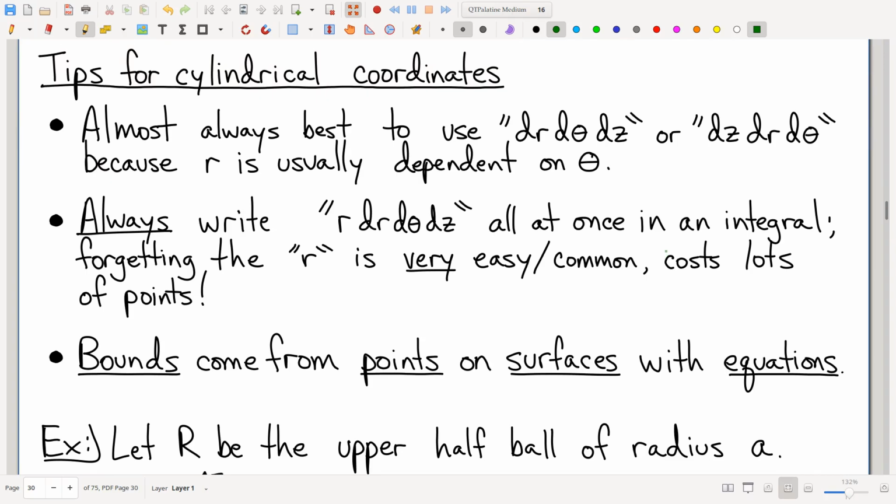Again, don't forget your stretching factor. A good hack to not forget the stretching factor is to always write all of this down all at once. You will never not need that r. When you're writing down dr d theta dz, you will always need that r. Why wait? Get those points in the bank. And don't just assume that you'll remember, because 20% of students whoopsie that.